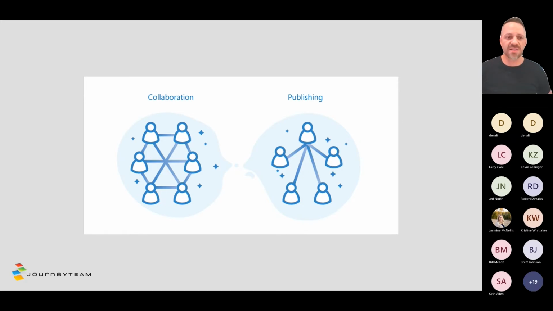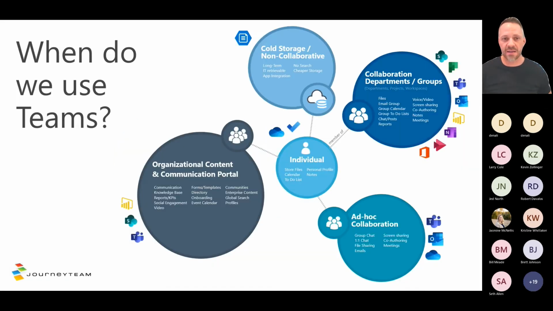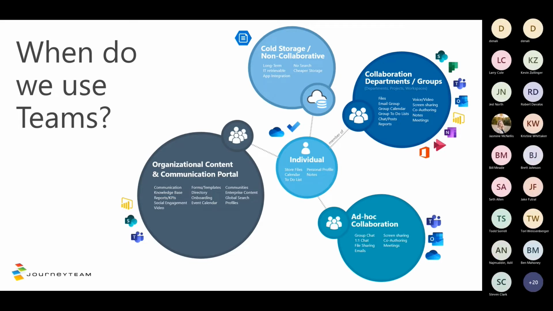Okay, let me take this one step further and then we'll hop specifically right into Teams. Oh, and I'm kind of in the way here, so bear with me. When we look at a Microsoft 365 ecosystem, we'll typically break it down into these categories. We'll break them down into organizational content and communication. That big circle in the bottom left is your company's intranet.